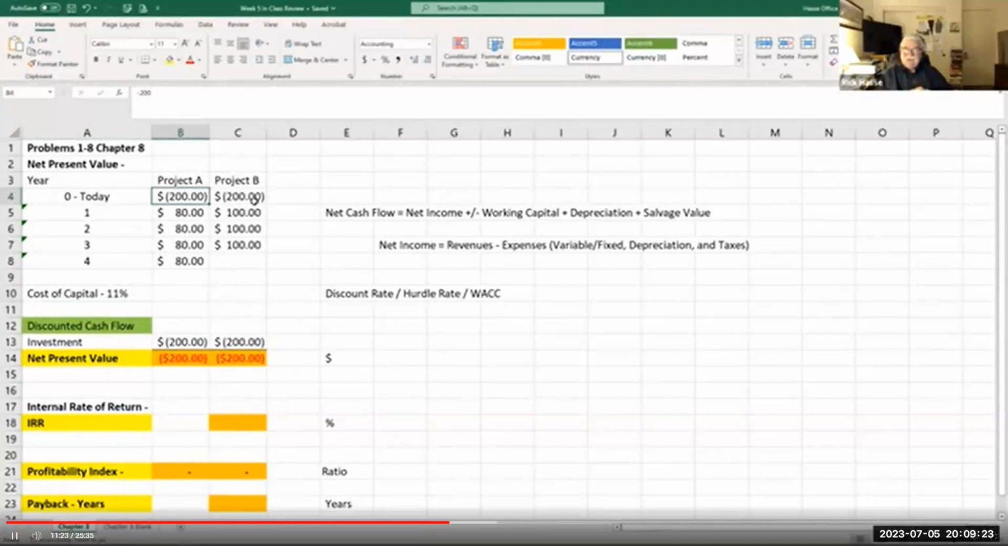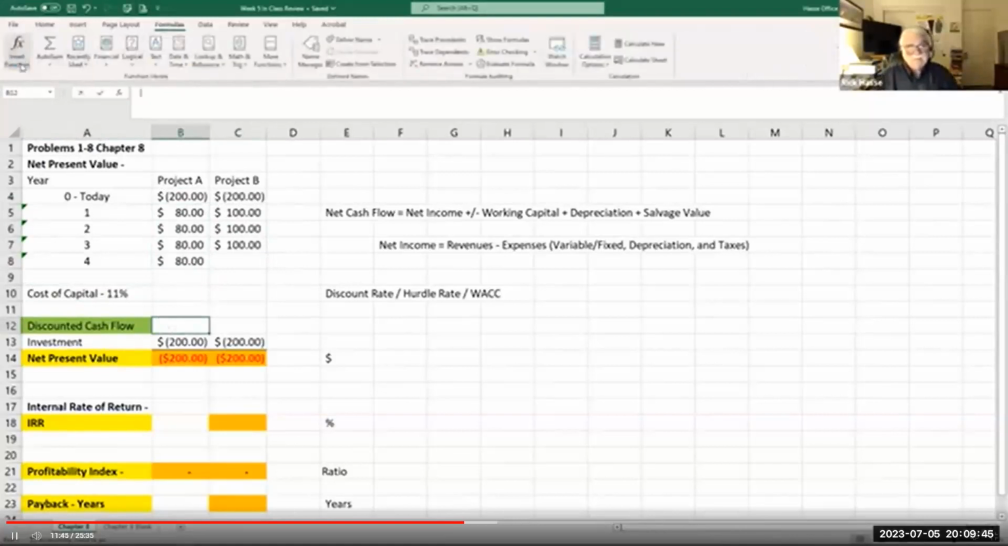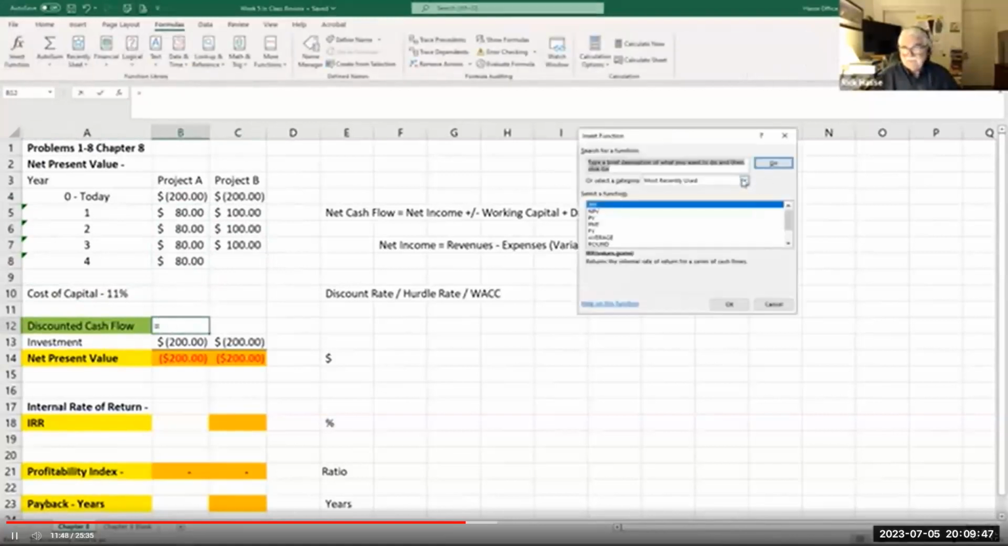And that's considered our discount rate. So in the net present value method, what we're going to do is take this cash flow over 4 years and over 3 years and discount it at the cost of capital, 11%, to get our discounted cash flow. Let's do that in a formula. Formulas, function, financial. We've seen this before. Net present value, NPV.